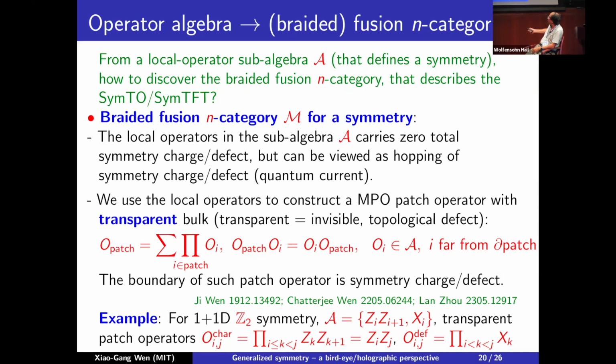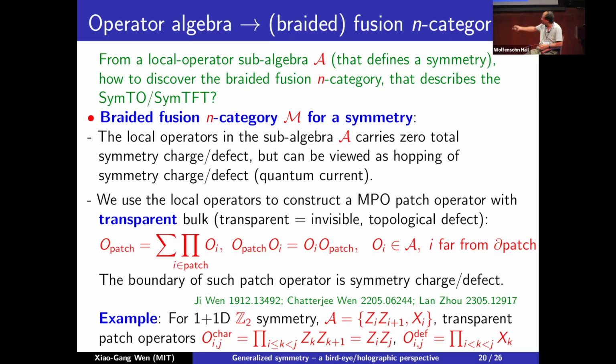In general, this patch operator should be an MPO operator. It may not be just a simple product of many local operators. Maybe some MPO operator. Actually, I don't know. I know the simple case. In the most general case, what is the efficient way to describe it? Maybe that is still a little bit open.